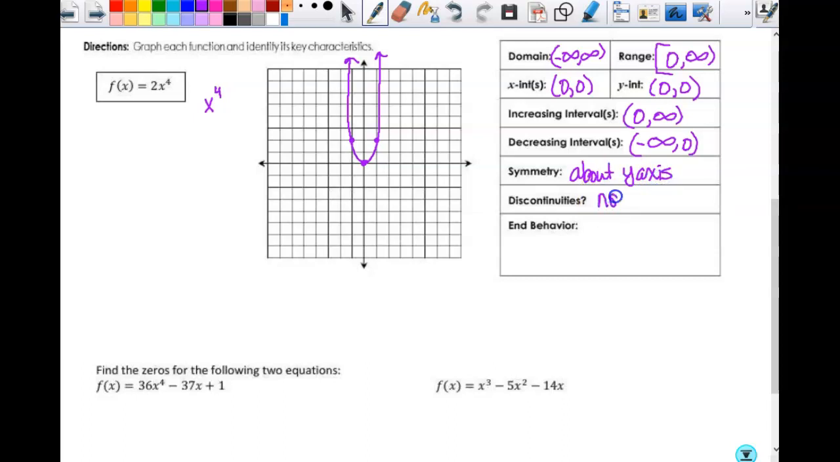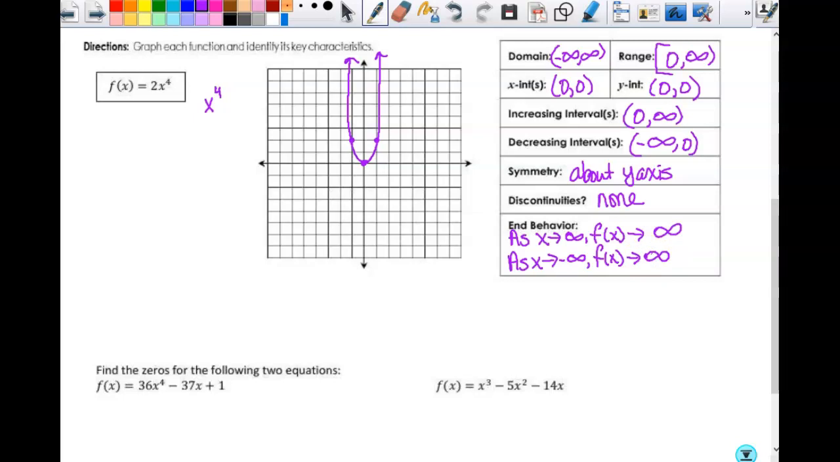There are no discontinuities. Now, when you're flat out asked for end behavior, then it needs to be written in that sentence format. If you're using it yourself just to know what to graph, that's when we can use the arrows. So here we need to say, as x approaches infinity, f of x approaches, and as x approaches negative infinity, f of x approaches. All right, so as x approaches infinity, f of x approaches infinity. As x approaches negative infinity, f of x approaches infinity.